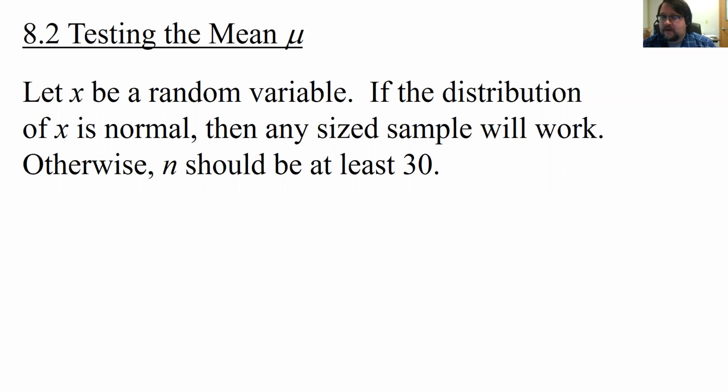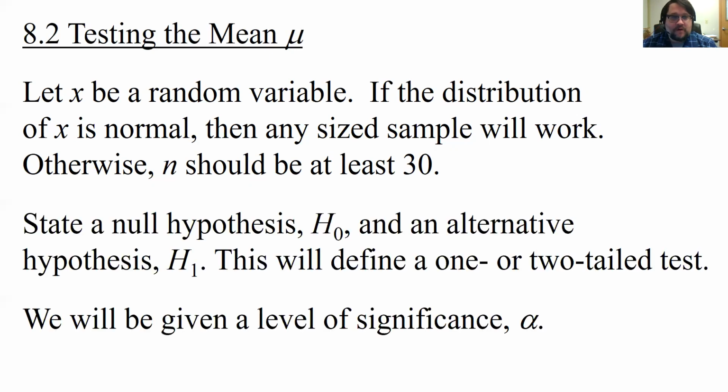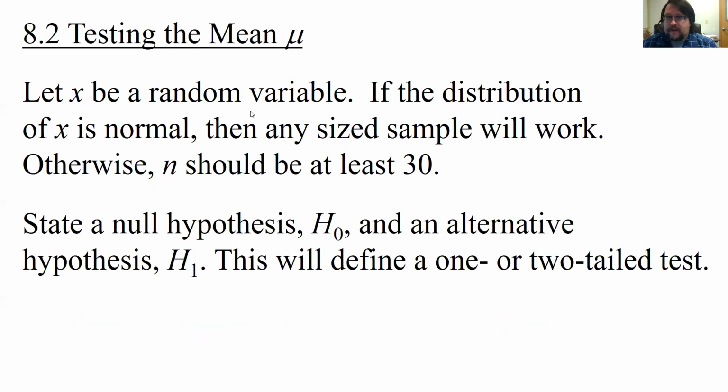If we are drawing these from a normal distribution, a bell-shaped curve distribution, then any sample size is going to work, and we'll have to be told that in the problem. Otherwise, we should look for samples of at least 30. We're going to state the null hypothesis and an alternative hypothesis, and we're going to determine whether this is going to be a one or two-tailed test that we're working with.